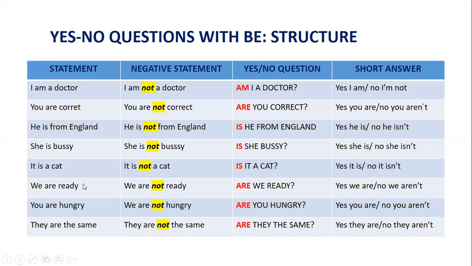Okay. She is busy. She's not busy. Is she busy? Yes, she is. No, she isn't. It is a cat. It is not a cat. Is it a cat? Yes, it is. No, it isn't. We are ready. We are not ready. Are we ready? Yes, we are. No, we aren't. You're hungry. We are not hungry. Are you hungry? Yes, you are. No, you aren't. They are the same. They are not the same. Are they the same? Yes, they are.